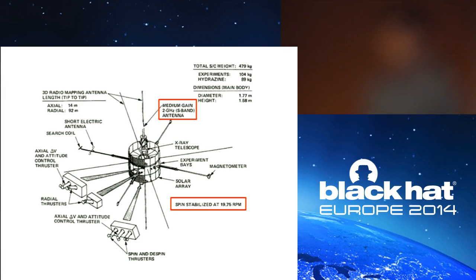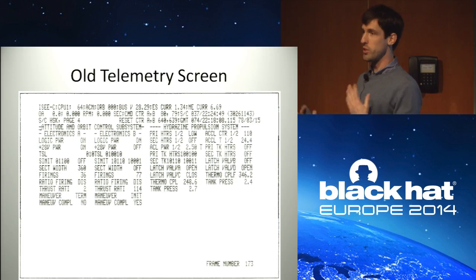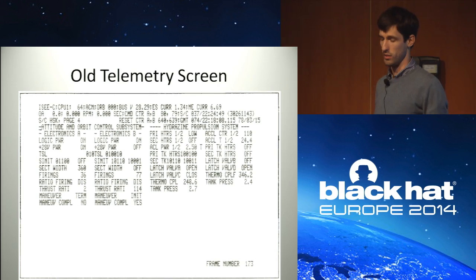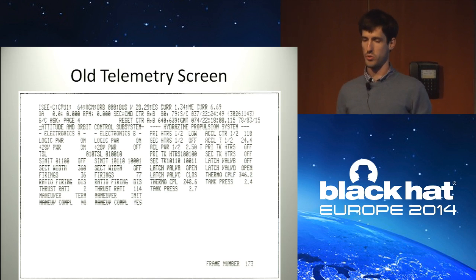And it was an interesting space probe because it was spin-stabilized, it had a lot of science instruments on board to collect scientific data, and it had some radio antennas so that it could send this data back to Earth, along with all these thrusters so that its orbit and trajectory could be controlled. The telemetry would be sent back down, and this is apparently a screenshot of an old telemetry screen at the NASA Deep Space Network stations to give you an idea, this sort of encoded ASCII text meaning particular things about the propulsion system.